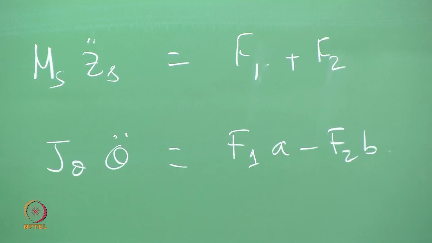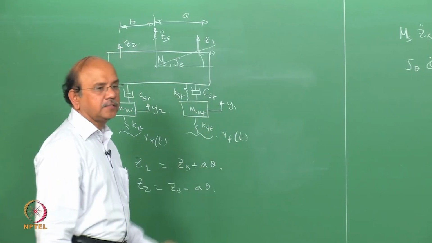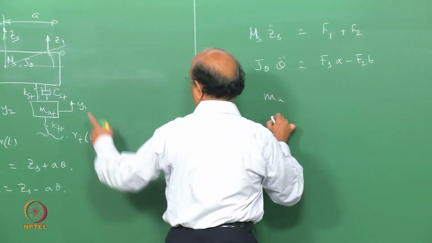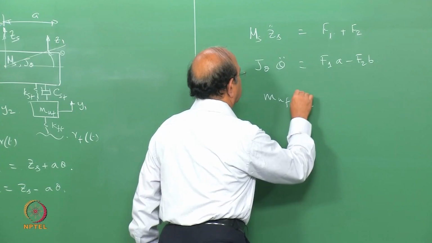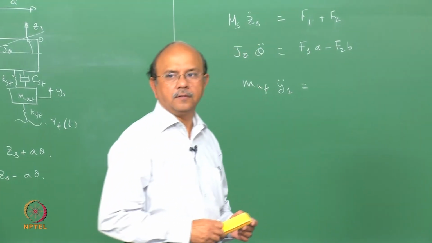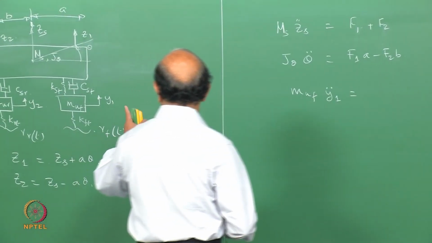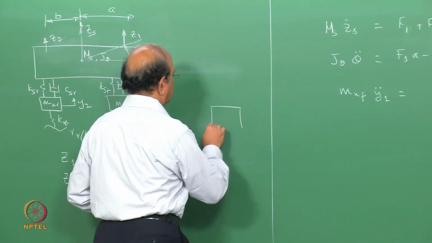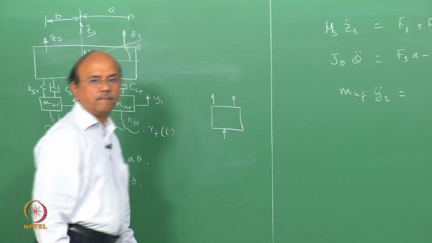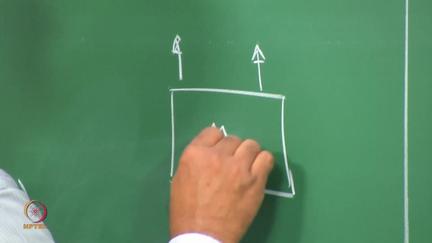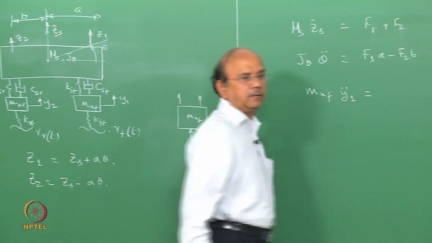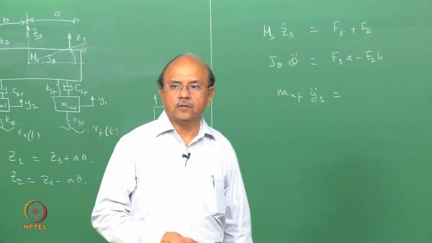So the next equations, two equations I'm going to write for the unsprung mass, the front and the rear. Okay. So m unsprung mass, the front, y1 double dot is equal to, so write down the force balance equations. Okay, MUF into y1 double dot, MA. Write down the force terms.